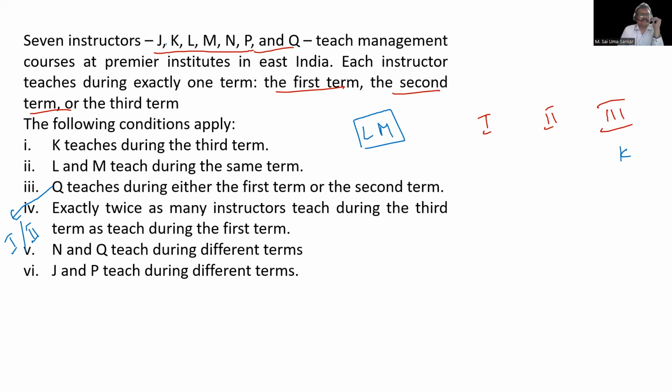Total how many members are there? 7. That means if in the first term only one instructor is there, then the second term has 2 instructors, and the third term has 4 instructors. Why? Because every time it is twice. First term 1, second term 2, third term 4, total 7 members. This is very, very important. Each and every point is important, and if you want to solve the question, this technique is very important.